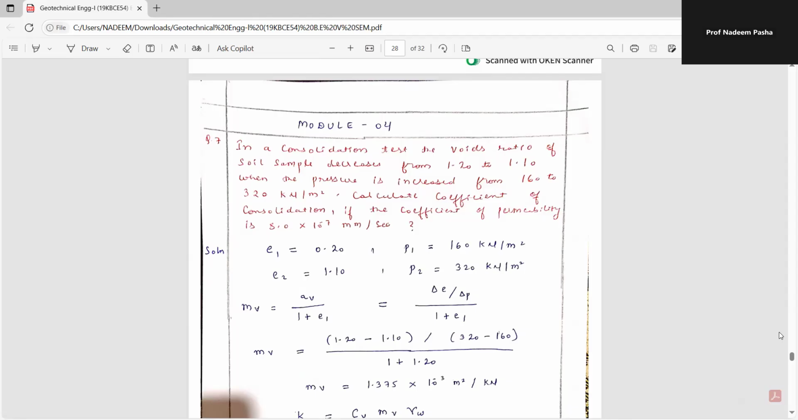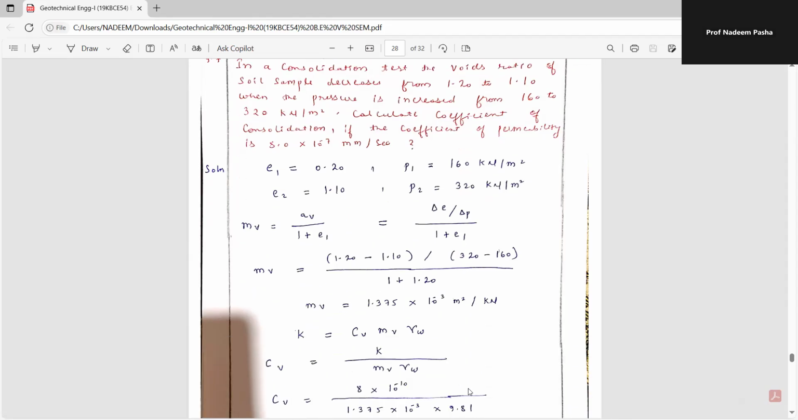MV is equal to AV by 1 plus E1. So AV is equal to delta E by delta P. Delta E is nothing but 1.2 minus 1.10, that is E1 minus E2. Delta P is 320 minus 160. 1 plus E1 is how much? Actually, E1 is 1.2, so 1 plus E1 will give you 2.2. So MV comes out to be 1.375 into 10 raised to minus 3 meters square per kilonewton.